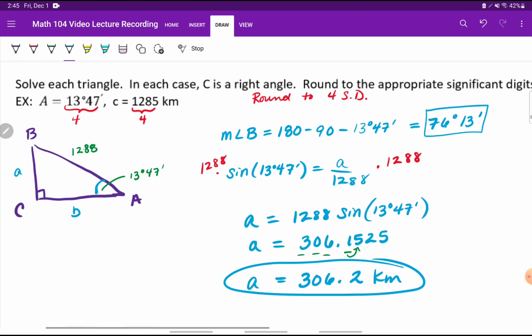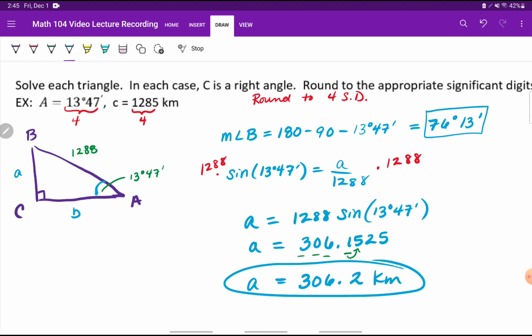And now we need to find side B. From my angle A, side B is the adjacent side, and we have the hypotenuse, 1288. I wouldn't want to use side A and tangent to find side B, because side A is a rounded number. And we never want to start our problem with a rounded number if there's any way to avoid it.